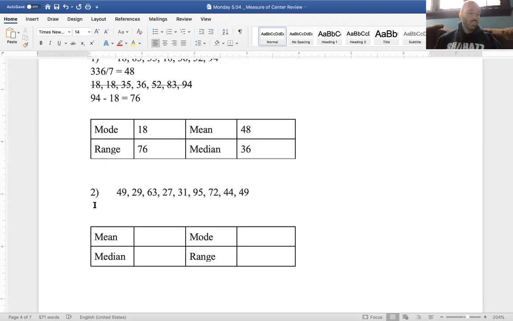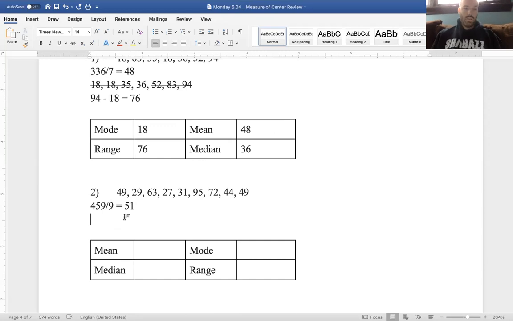For number 2, my job is to find the mean. First thing I'm going to do is add them all up. Divide by how many numbers are there in this one? 9. 459 divided by 9 is 51. Oh, I have to write down my mean, 51. Next, I'm going to do my median.